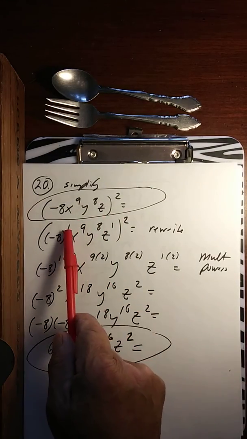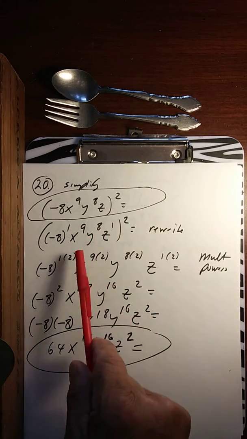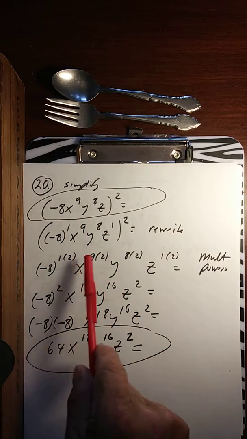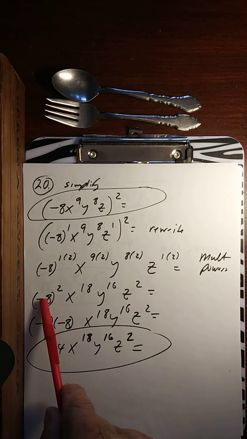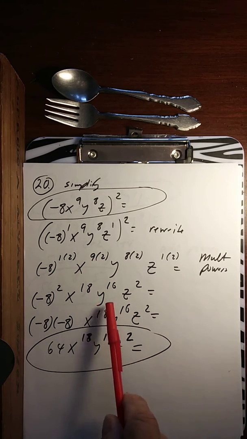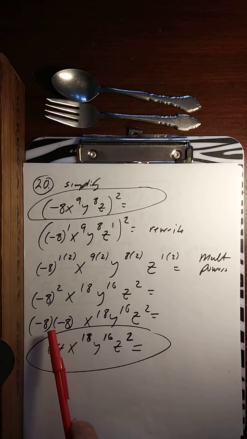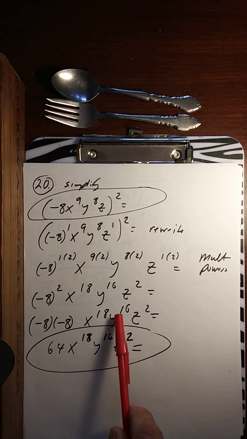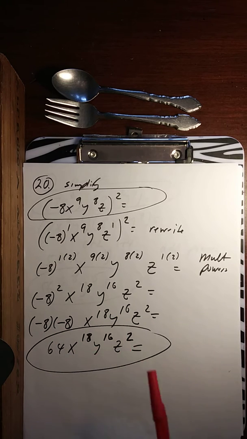Simplify this. Put a 1 there. Rewrite it. So to multiply the powers, everything by 2, 2, 2: 2 times that, 2 times that, 2 times that, 2 times that. So negative 8 to the 2 is going to be 64. x 18, y 16, z 2.